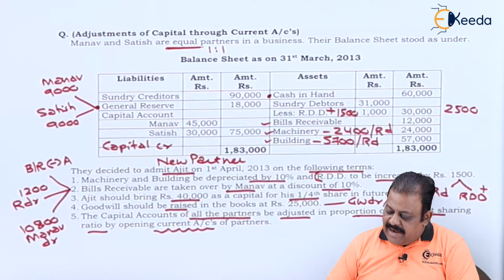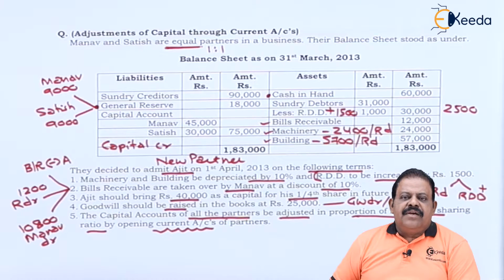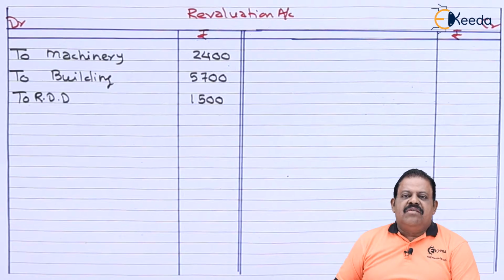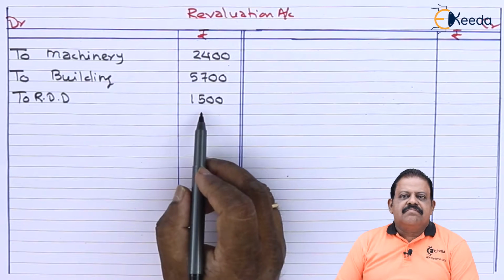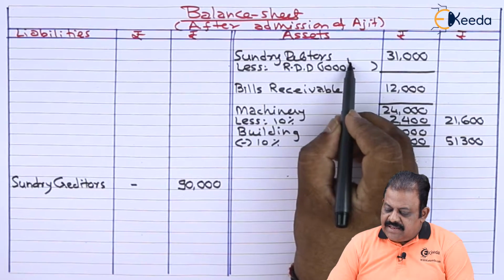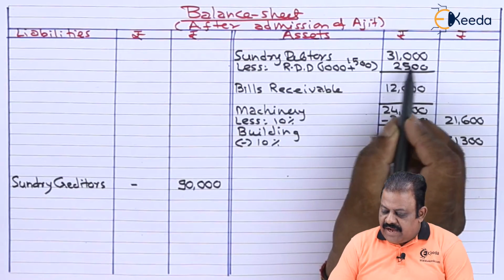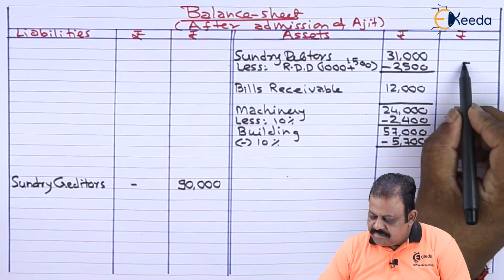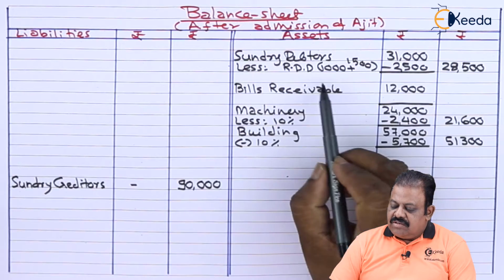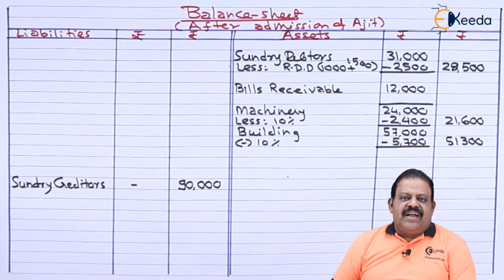RDD to be increased by 1,500. This 1,500 will be first debited to revaluation account. Revaluation account debit to RDD 1,500. This will have another effect in balance sheet. Here already we have RDD 1,000. It will be increased by 1,500. So total RDD will be now 2,500. So debtors 31,000 less RDD 2,500. It will be 28,500, that is net debtors.